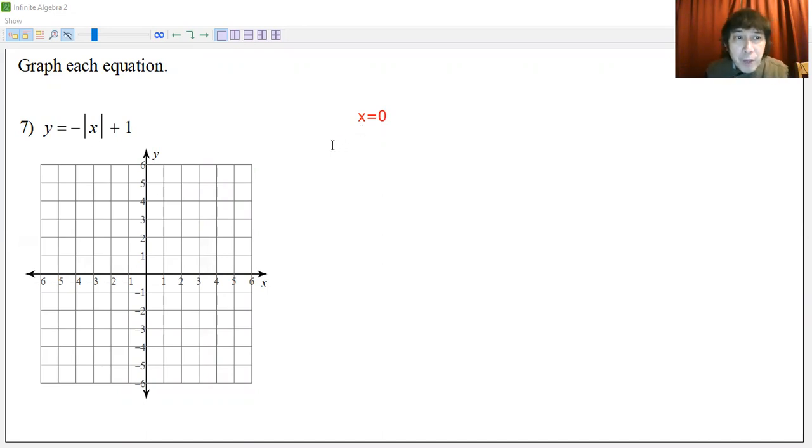And so from the equation, we have y is equal to negative absolute of x plus 1. And so we have a negative 0 plus 1, which is still 0. So we will have 0 plus 1 here, which gives us a positive 1 value for y. And so our vertex is 0, 1. So our vertex is at 0, 1 there. We shall now find our other 2 points.